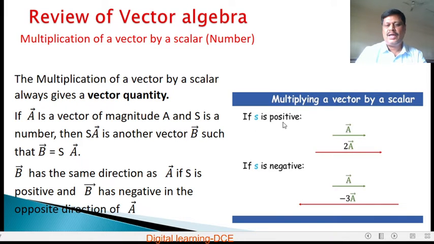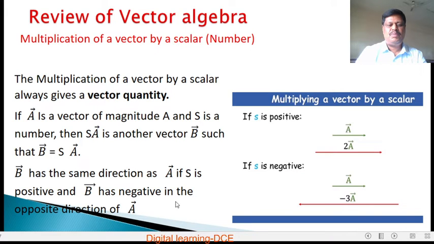Here s is positive, and this vector a is multiplied with s, that is a scalar. Here s is 2, a scalar. So vector a is multiplied with the scalar 2, its magnitude increases 2 times, and the direction of this new vector is the same as the direction of a.